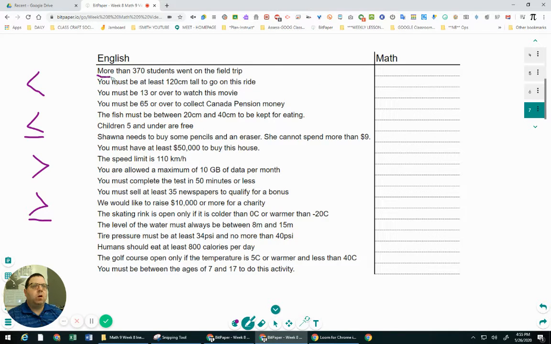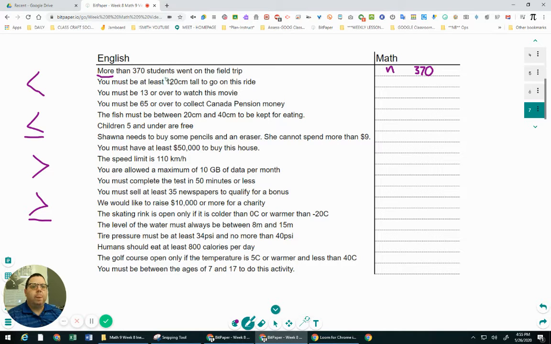It says more than 370 students went on the field trip. Okay? Now, part of this is you have to choose a variable. You can keep it real simple. You could choose X every single time. I like to mix it up to keep my brain stimulated. We're talking about the number of students, so I'm going to go with n. Now, in this case, we're talking about the number 370. So you notice I've left a gap here.